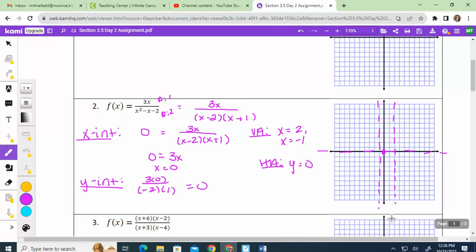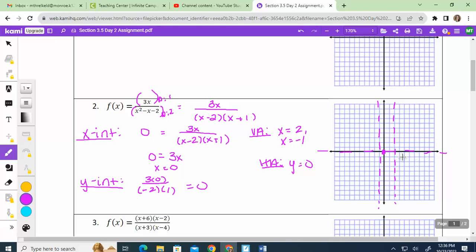So then we went to our calculator and graphed those. I recommend always putting in the original. Do parentheses around the numerator and denominator. So if we do that, we have 3x over x squared minus x minus 2.